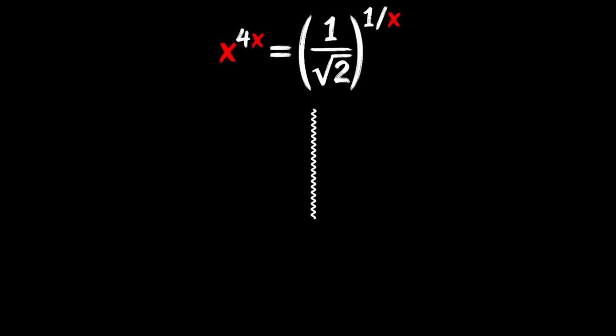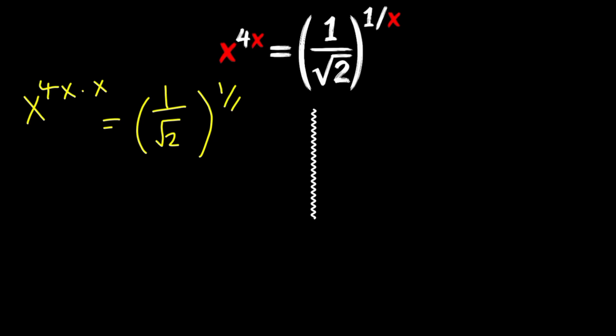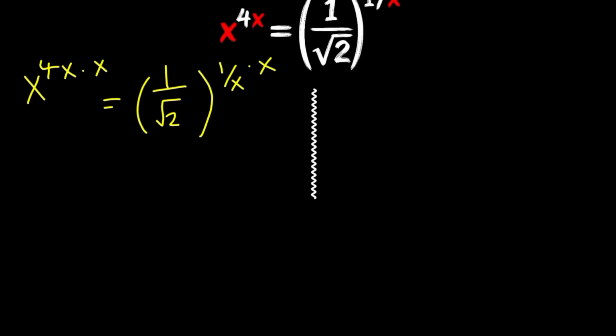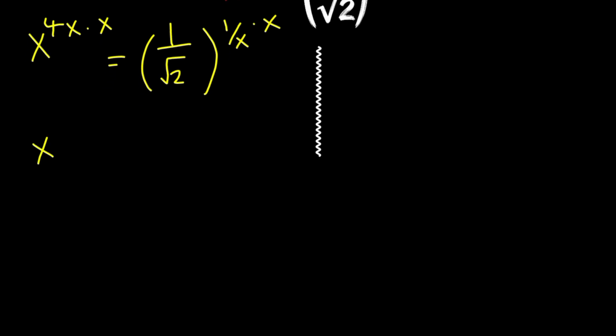Welcome guys. To solve this exponential equation, let us multiply the power of both sides by x. So we have this, then all to the power of 1 over x times x, and then we'll be left with x to the power of 4 times x squared, and that equals 1 over root 2, then all to the power of the x cancels x, and we have 1.